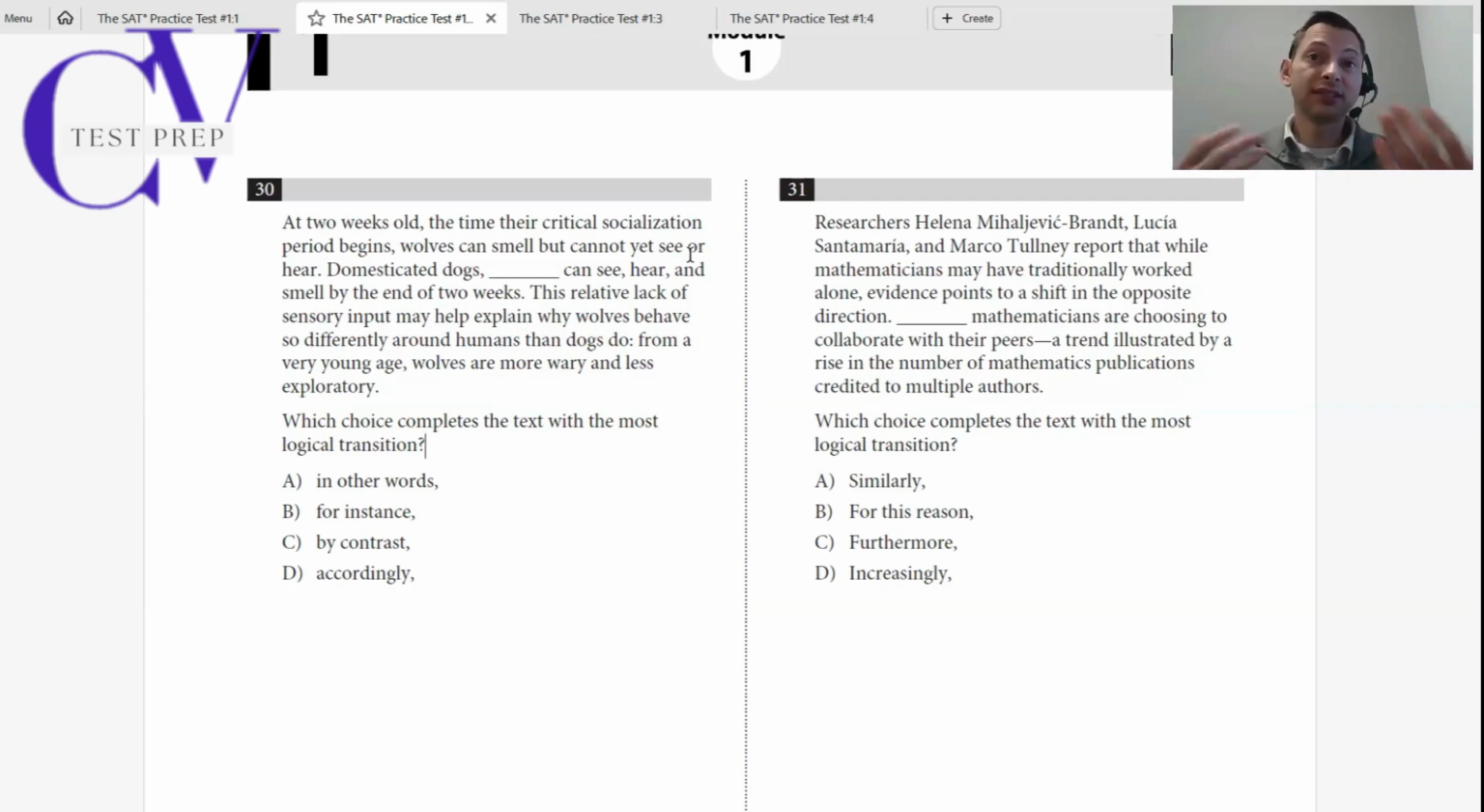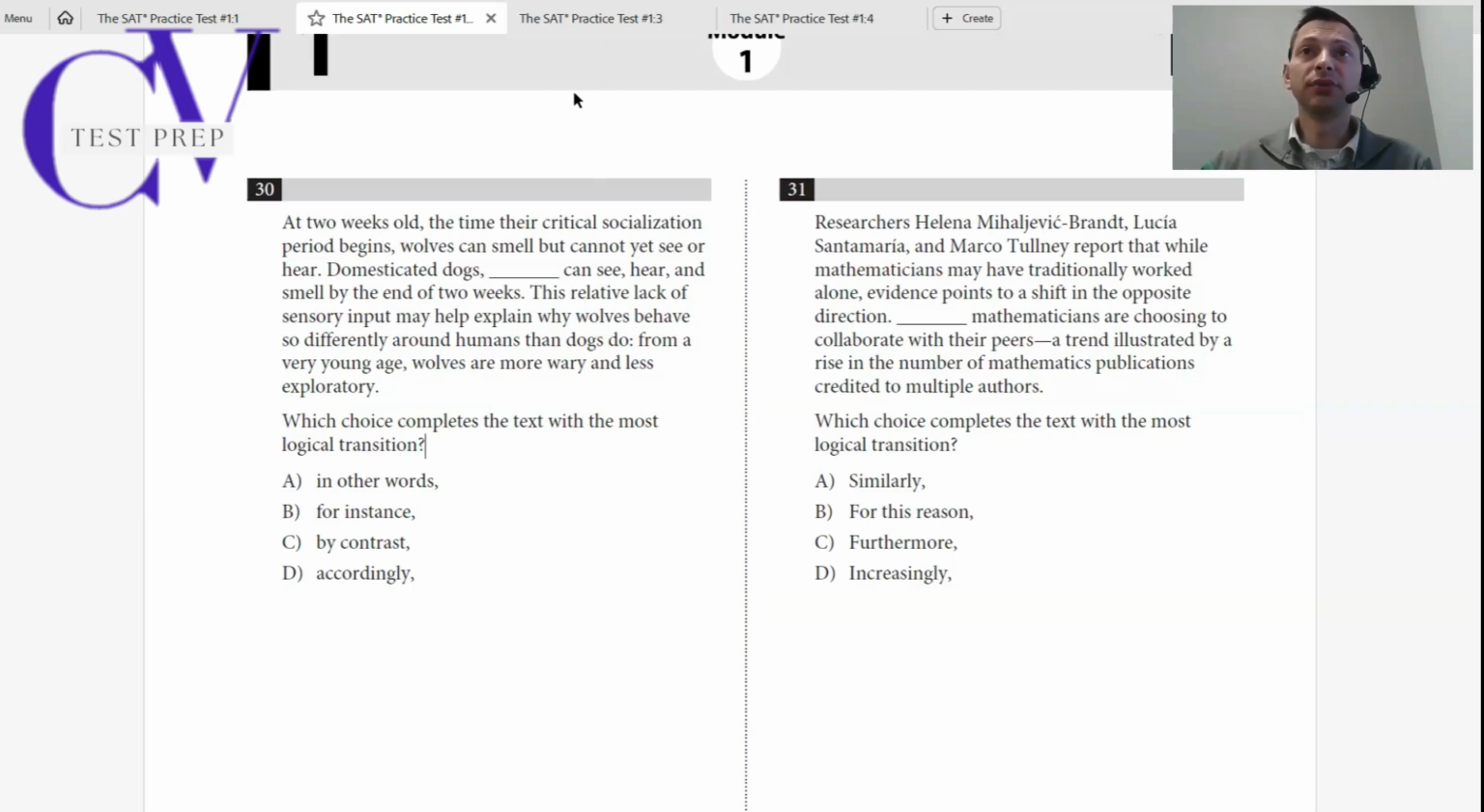And we're looking for something that's contrasting. Well, actually, we see the answer right here: by contrast. But let's look at the other answer choices. In other words would be saying the same thing. For instance is an example, and accordingly is as a consequence of the previous sentence.